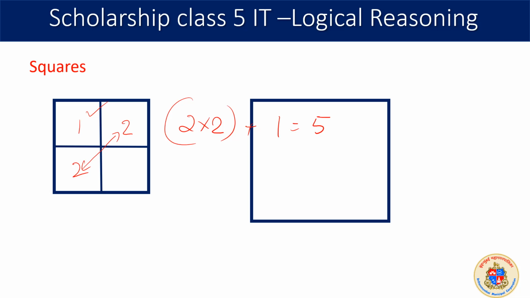So as it is very easy to find out the number of squares, 4 plus 1, 5 here, always it won't be easy. So then we should take a bigger square and try to find out whether this is right or not. Take a bigger square.